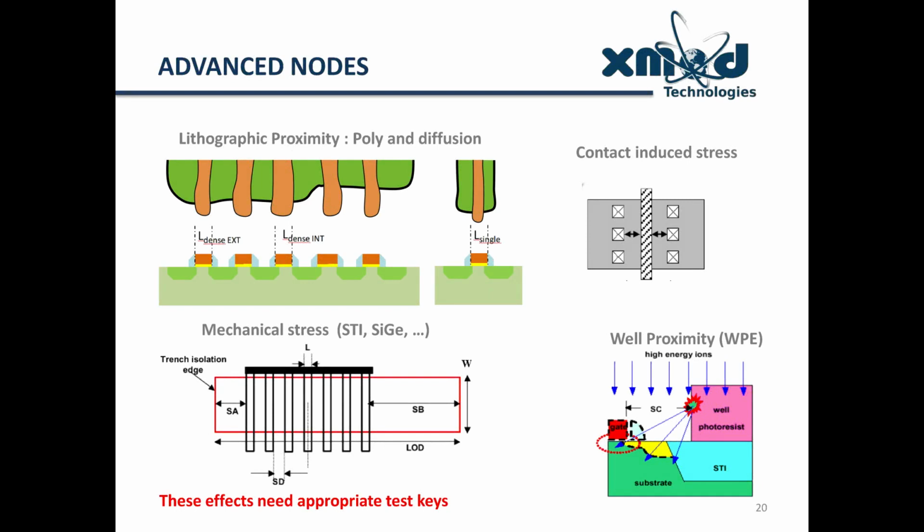Here are some examples of other specific effects occurring in advanced CMOS nodes. For instance, lithographic proximity for poly and diffusions, where you have different etching of the poly layers depending on the environment. You also have some contact-induced stress, which causes some mobility variations and threshold shifts in the final MOS devices. There is, of course, all the mechanical stress, such as STI or SiGe layers, which depends on the length of diffusions with respect to a given gate. And finally, there are the well proximity effects.